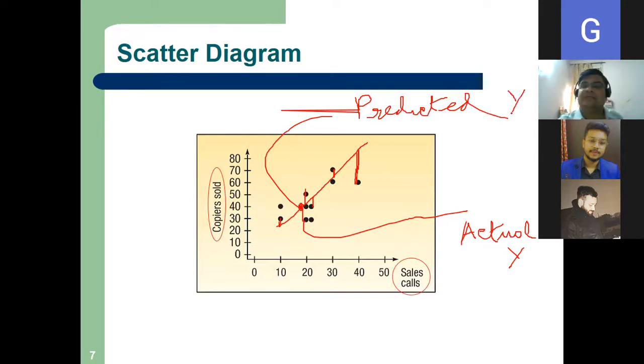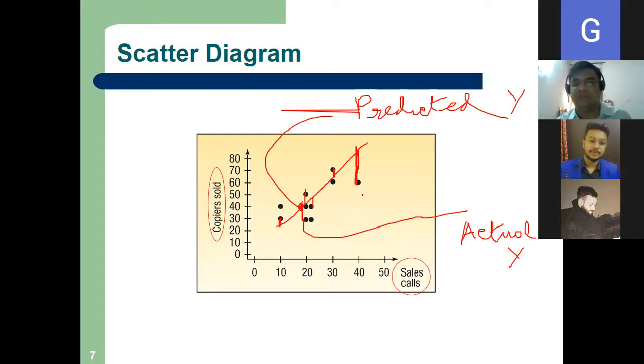So what does the least square principle say? The difference between the two is this distance, right? For this one, it is this distance. For this one, it is this distance. So if we take this distance, square it up and sum it up for all the points, this should be minimum for the regression line.